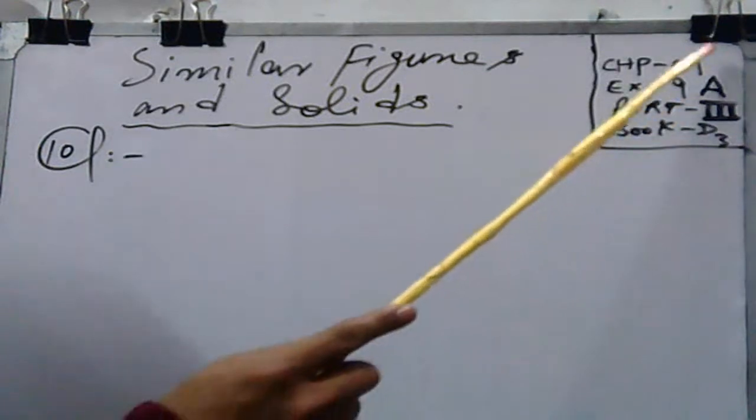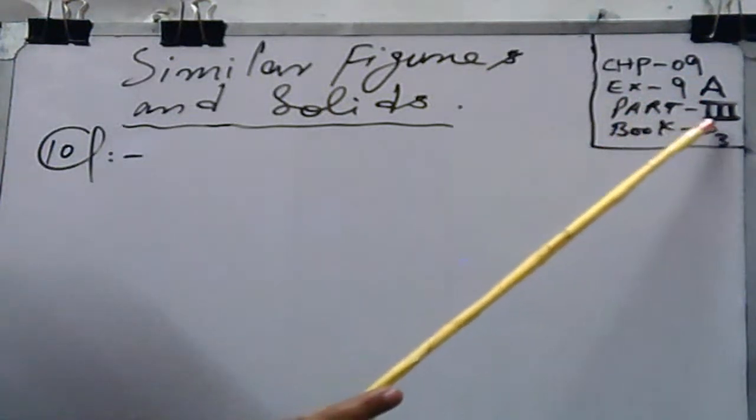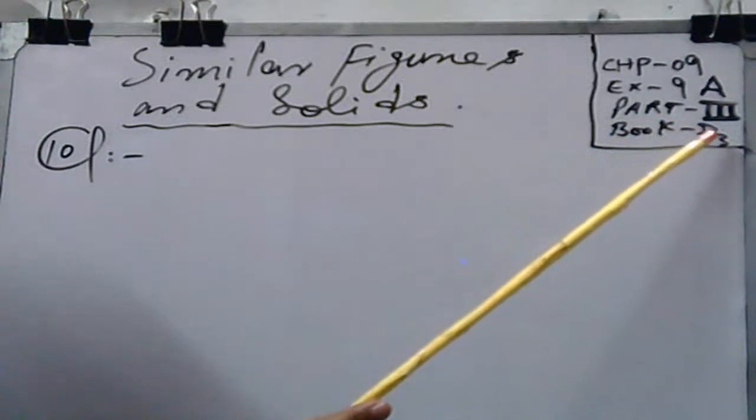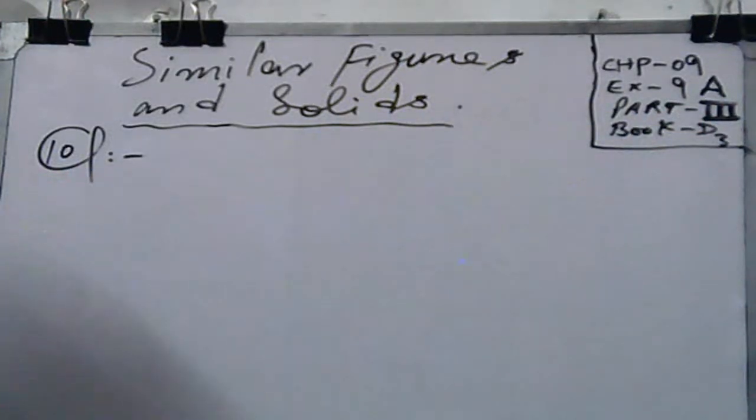Today we will discuss chapter number 9, exercise 9A, book D3, part number 3. Because this exercise is divided into 3 parts, part number 1 and 2 have been already cleared. So today we will discuss part number 3, starting from question number 10. Read the statement in your textbook.